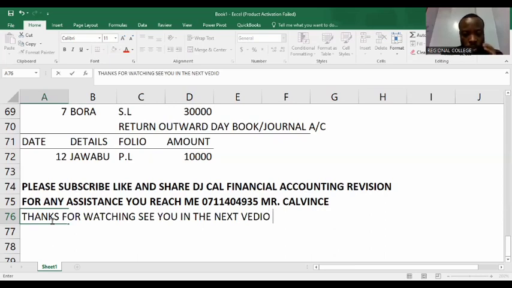So the next video will be talking about the posting into the ledger. That is where the good accounting is. That is the double entry. How can you do the double entry, and how can you answer the question for the double entry?